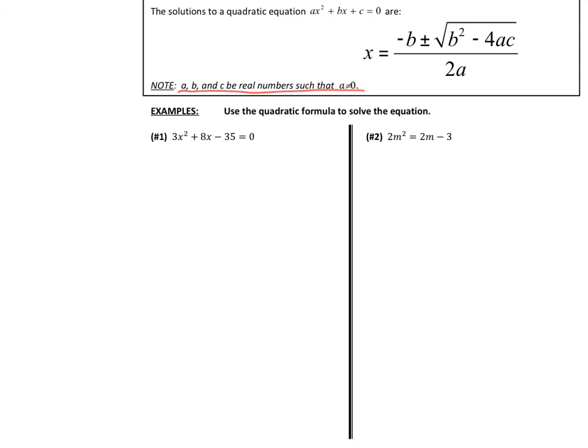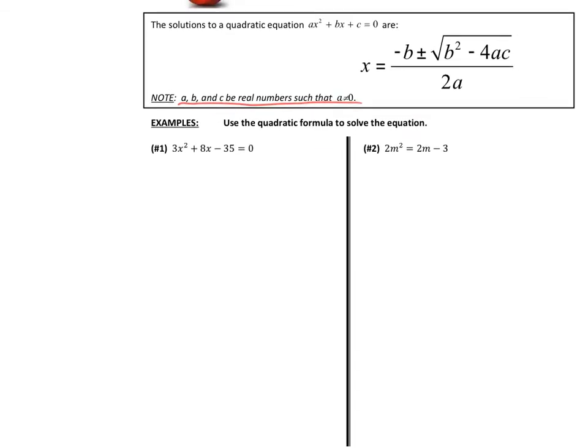So in number 1, to do the quadratic formula, we have to make the equation equal 0. So it has to look like this. If you look at number 1, 3x squared plus 8x minus 35 equals 0. This equation does equal 0, so we are all set to go. So in this one, a equals 3, b equals 8, and c equals negative 35. So we have a, b, and c.